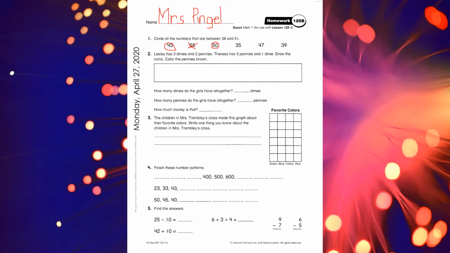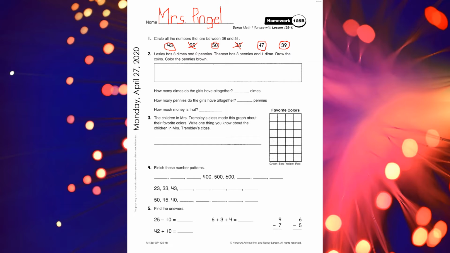35 would be too small. It has to be greater than 38 and less than 51. 47 would be in the middle, and 39. Now again, if you have a 100s chart or another math material that shows all those numbers, it might help you to complete it. But make sure that it has a group of 3 10s and 9 extra ones, all the way through 5 groups of 10 and 0 extra ones.